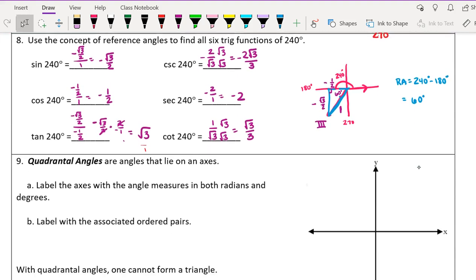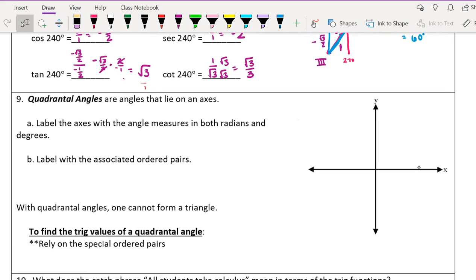For number 9, let's just go forth and continue with the quadrantal angles and working with our knowledge of trig. So we have 0 degrees, 90 degrees, 180 degrees, 270 degrees, and also 360 degrees. Now it says also in radians, so I'm going to go ahead and label this. This is 0 pi. This is pi over 2. This is pi. This is 3 pi over 2. And this is also 2 pi, 1 full rotation in radians.